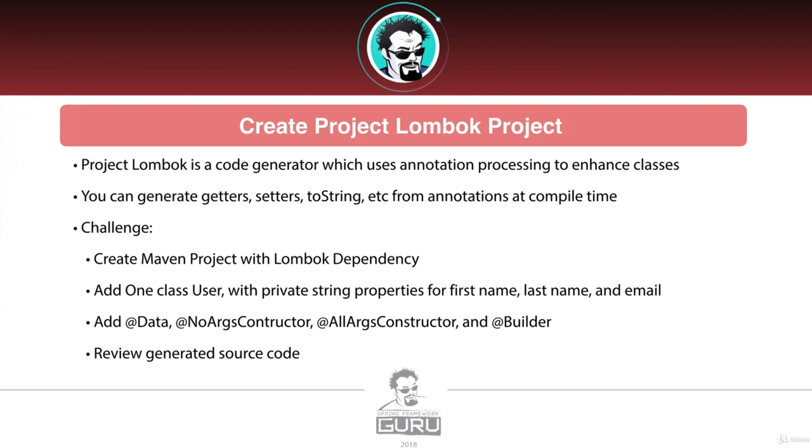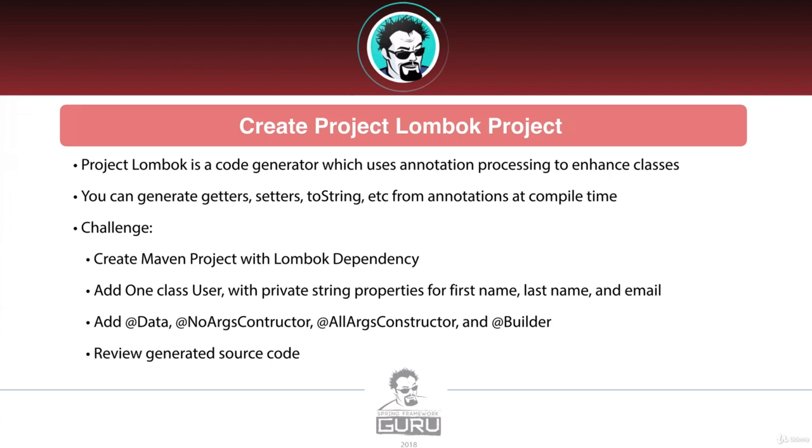We'll call it User. Let's give it 3 string properties: first name, last name, and email. Nothing too complicated. And of the Lombok annotations, let's add in Data, NoArgsConstructor, AllArgsConstructor, and Builder. So this gives us a real nice combination.